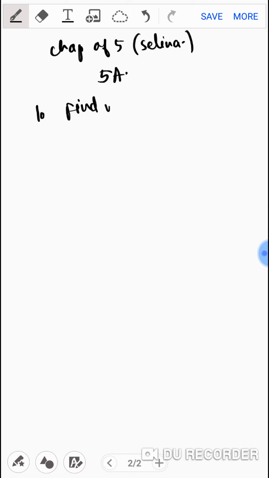Shall we start? So this is your chapter 5 of Selena. Exercise 5A. Problem number 1. Find the value of 6 square. This is called square, or you can also call it 6 raised to 2. 6 raised to 2 means you have to write 6 for 2 times and calculate 6 into 6. That will be 36.